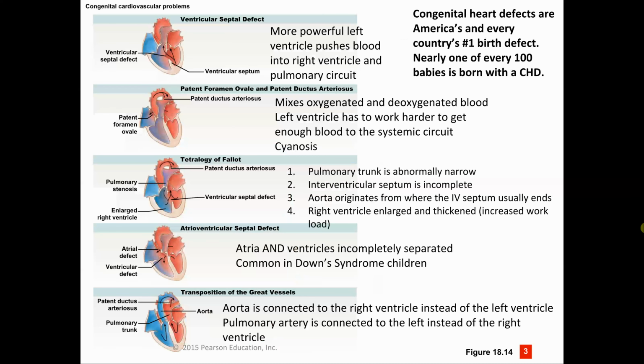So these are not to memorize, but these would be a way to apply your knowledge of the structures of the heart. So be able to think through them and understand what physiological issues you would have if you had these heart defects. Okay? So heart defects are going to be our country's number one birth defect. So almost 1 in 100 babies is born with a heart defect.